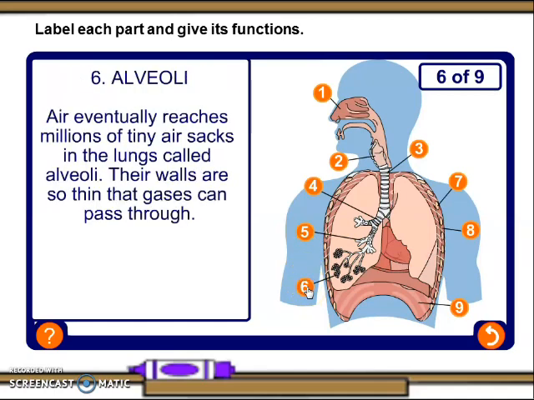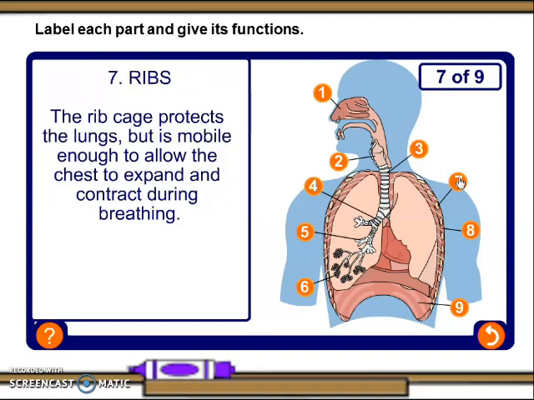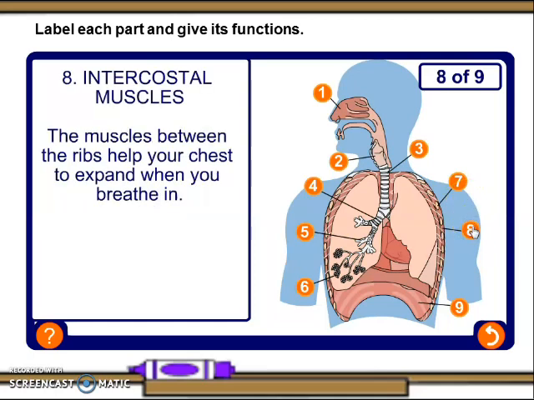6. Alveoli. Air eventually reaches millions of tiny air sacs in the lungs called alveoli. Their walls are so thin that gases can pass through. 7. Ribs. The rib cage protects the lungs but is mobile enough to allow the chest to expand and contract during breathing. 8. Intercostal muscles. The muscle between the ribs help your chest to expand when you breathe in.